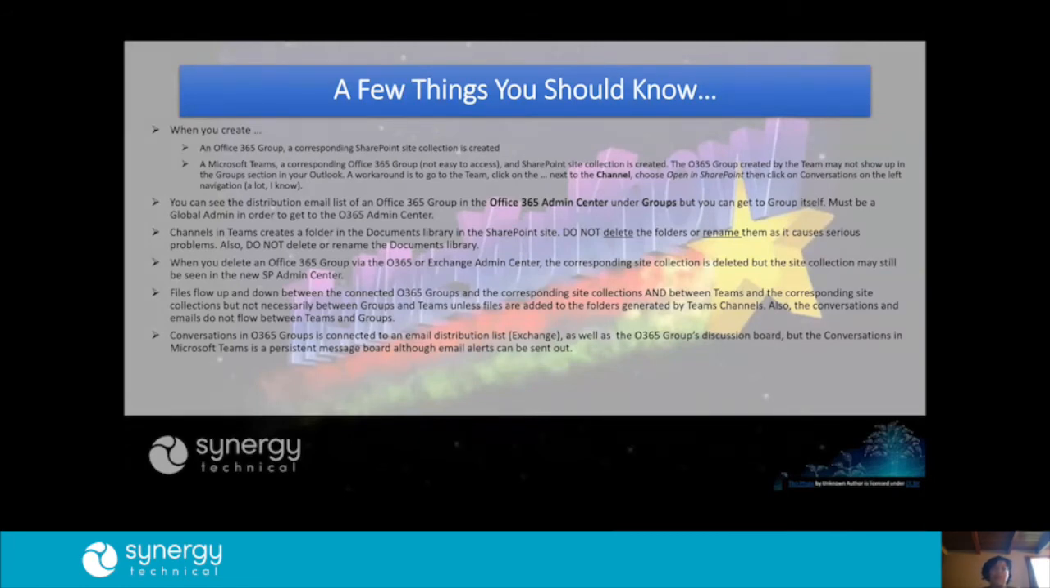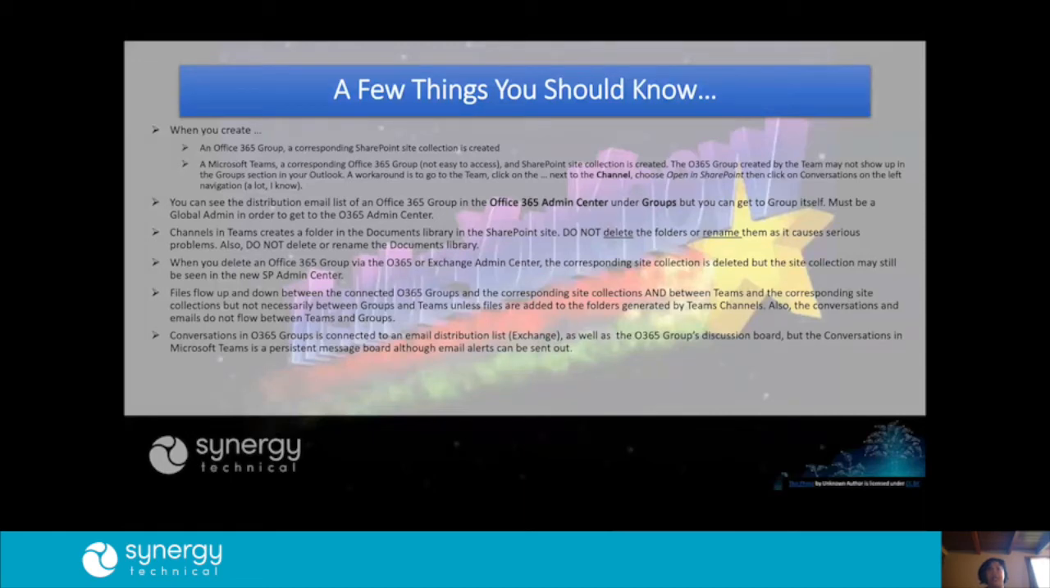When you do a conversation in Office 365 Group, or you do a chat in Teams, they don't show up on either one's message board. So say you do a chat in Teams, something like hello everyone, and you go over to the Office 365 Groups message board, it doesn't show up, and vice versa. And that's because, remember, two technologies based on two other different technologies.